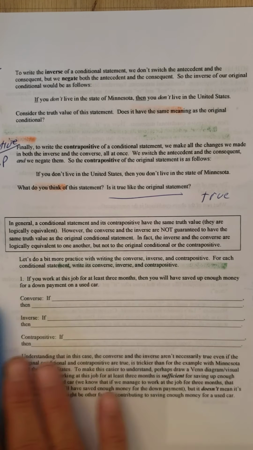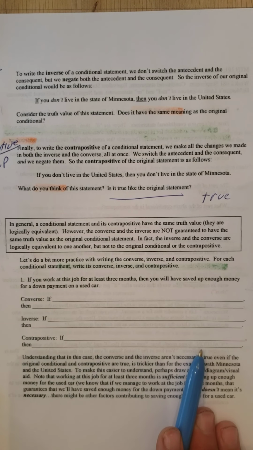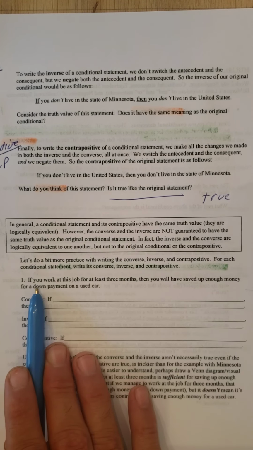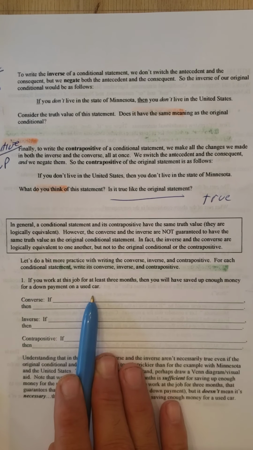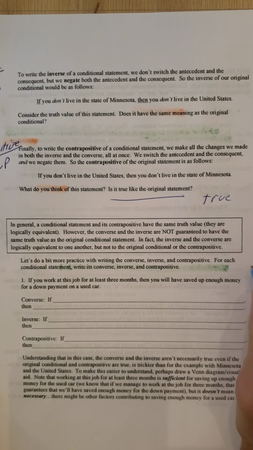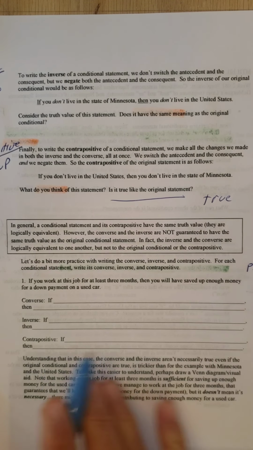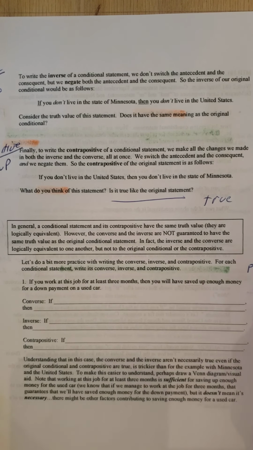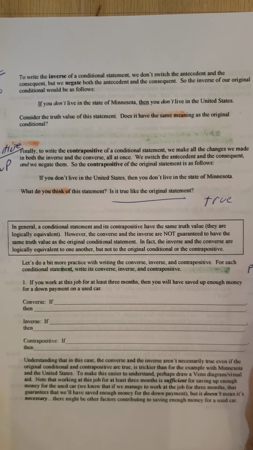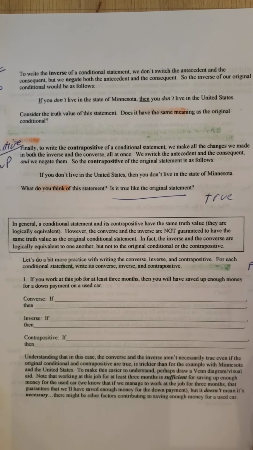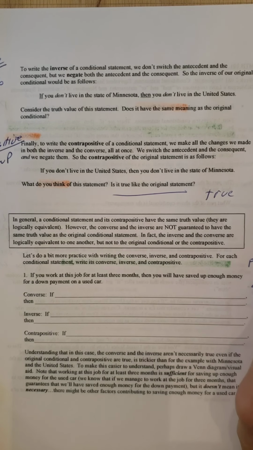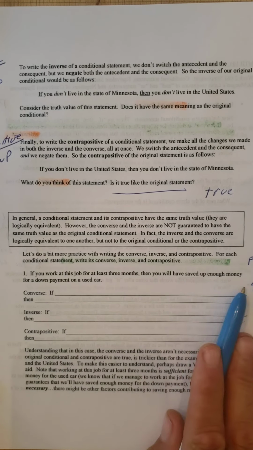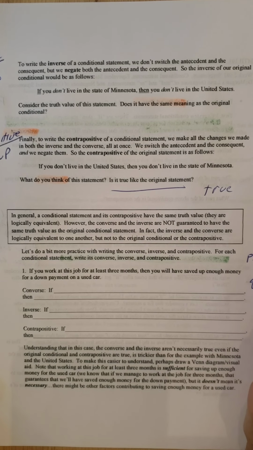Okay. So let's come down here. Here's our first example. If you work at this job for at least 3 months, then you will have saved enough money for a down payment. Okay. So I like to kind of come over here. Statement P is you work for 3 months. I'm going to run out of room here. And then statement Q is what? You have saved enough money for a down payment.